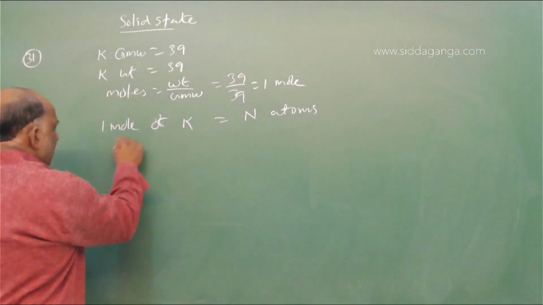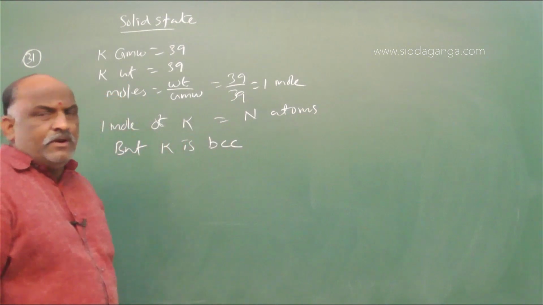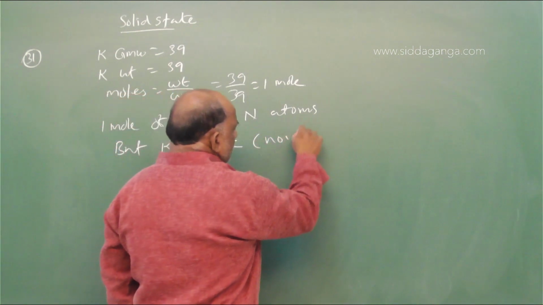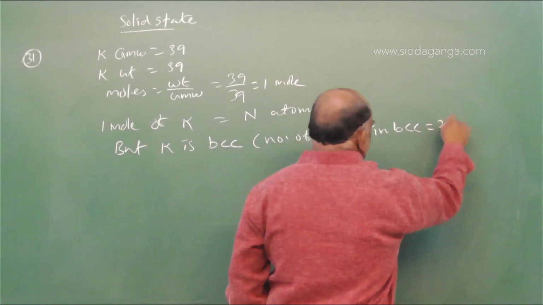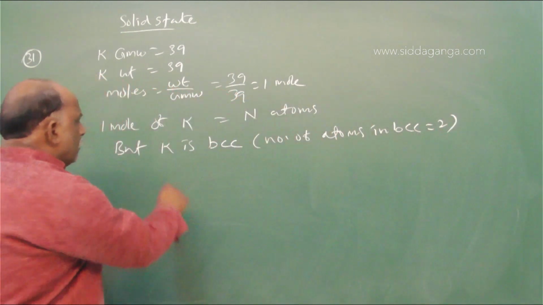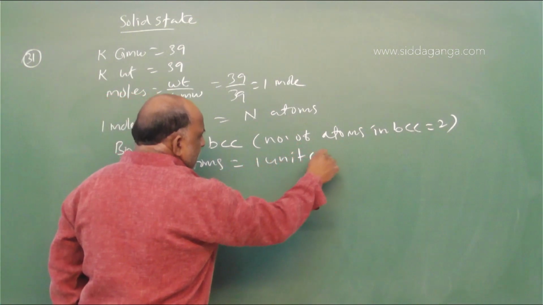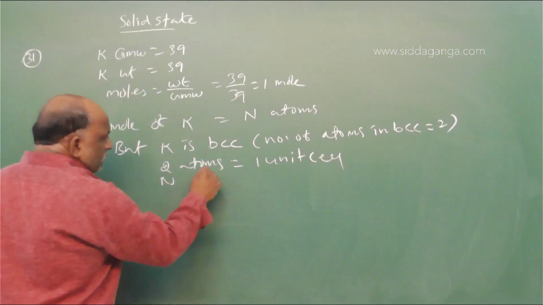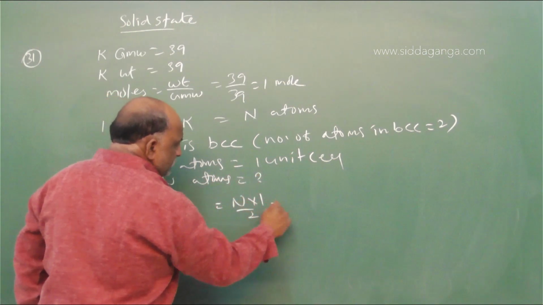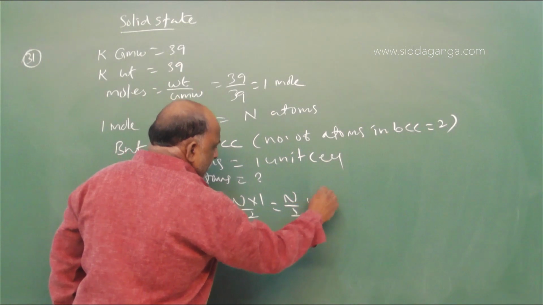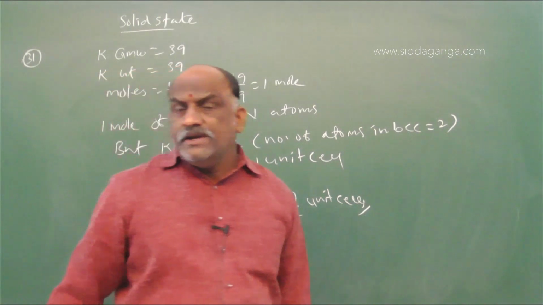But K is a body centered cube. The number of atoms in a body centered cube is 2. 2 atoms is equal to 1 unit cell. So N atoms is equal to N into 1 by 2, which is N by 2 unit cells. Simple question this is. N by 2 unit cells.